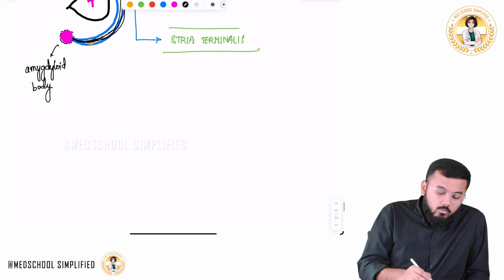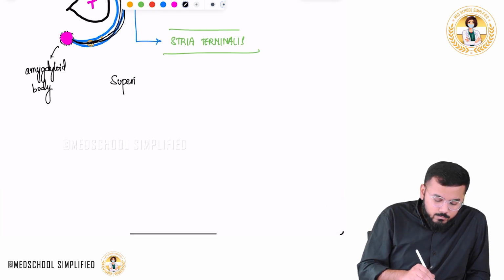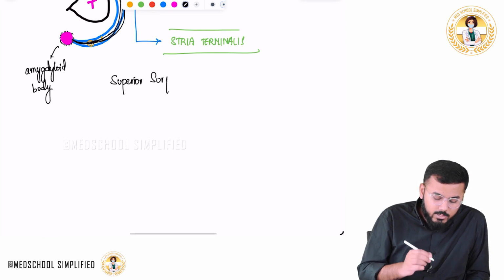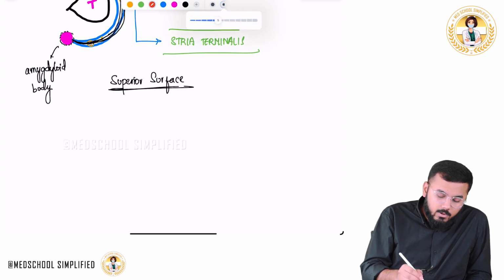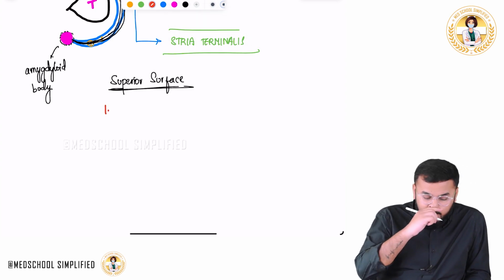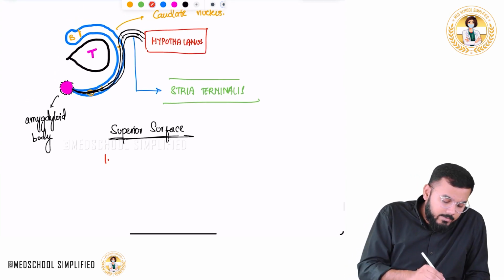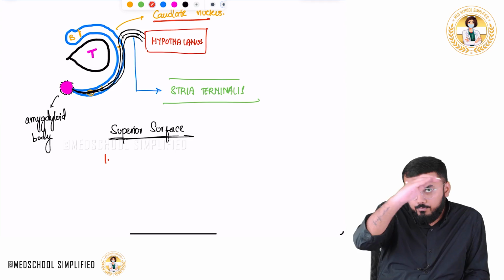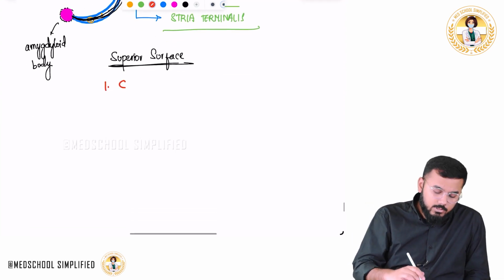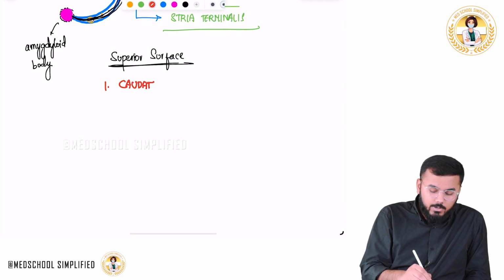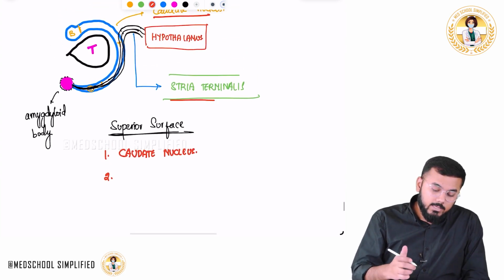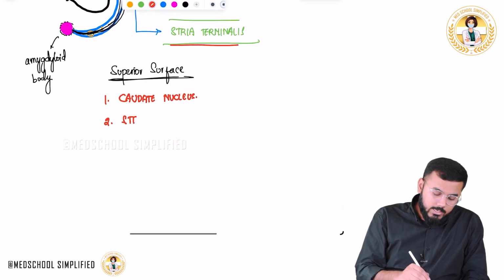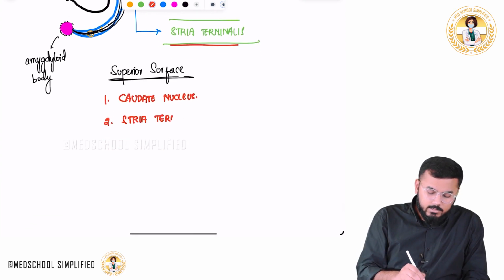Now let us write down what are the structures that form the superior surface of your thalamus. Let us write one by one. Let us look at the first important structure. Can I tell that the caudate nucleus is forming the roof, the superior surface of the thalamus, right? So the first important structure would be your caudate nucleus. After this, the second important thing is stria terminalis.